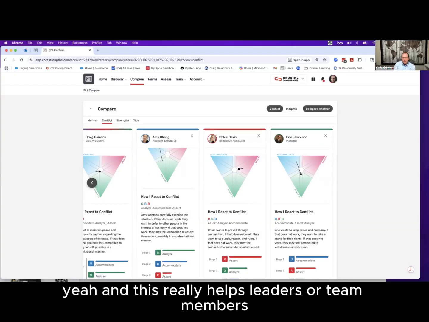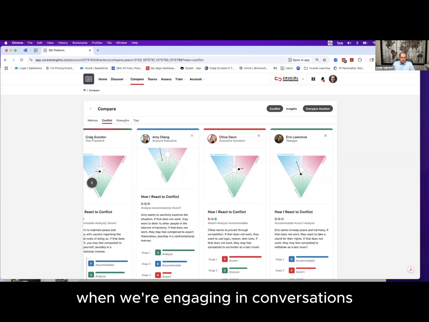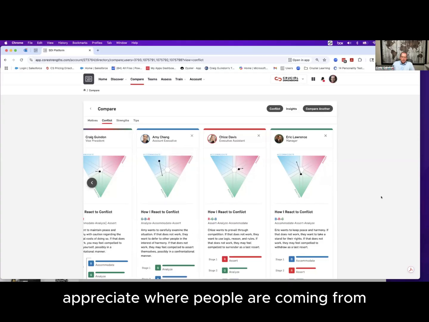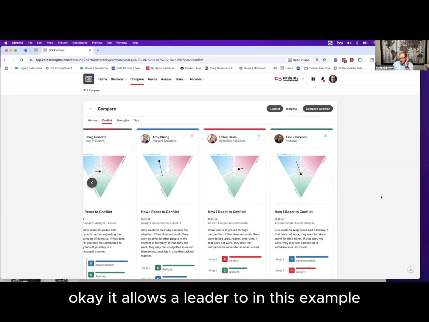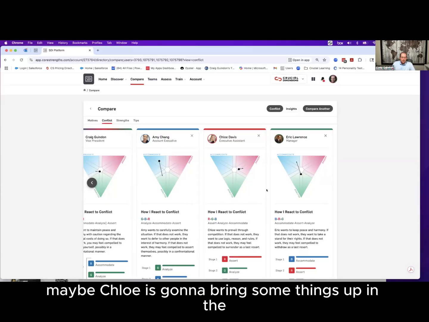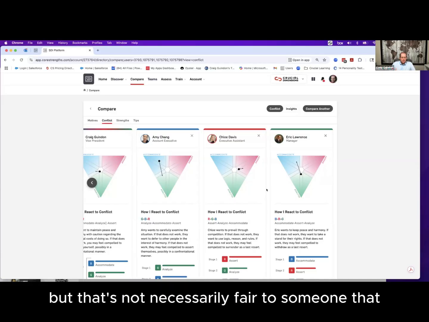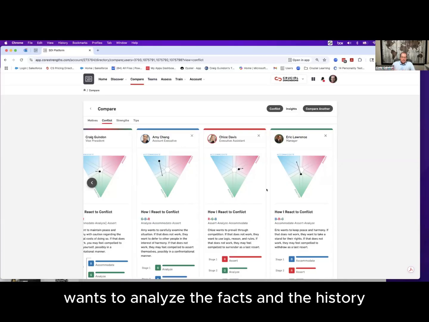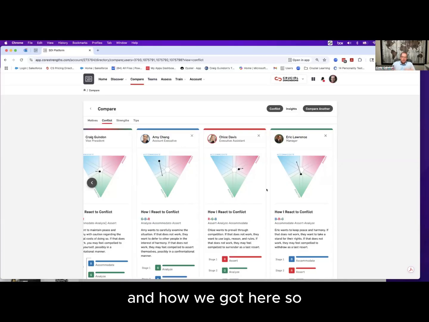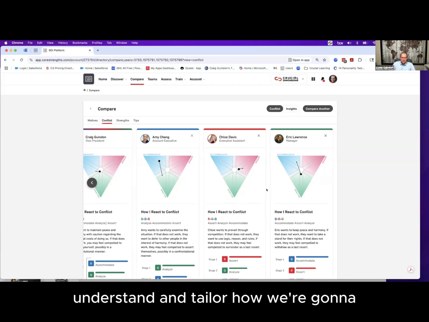Yeah. And this really helps leaders or team members when we're engaging in conversations, really understand and appreciate where people are coming from. Okay, it allows the leader, in this example, to give Amy a little bit more time and space. Maybe Chloe is going to bring some things up in the meeting because she wants to resolve it quickly, but that's not necessarily fair to someone that wants to analyze the facts and the history and how we got here. So it really provides the insights to allow those leaders or team members to understand and tailor how we're going to work through those situations.